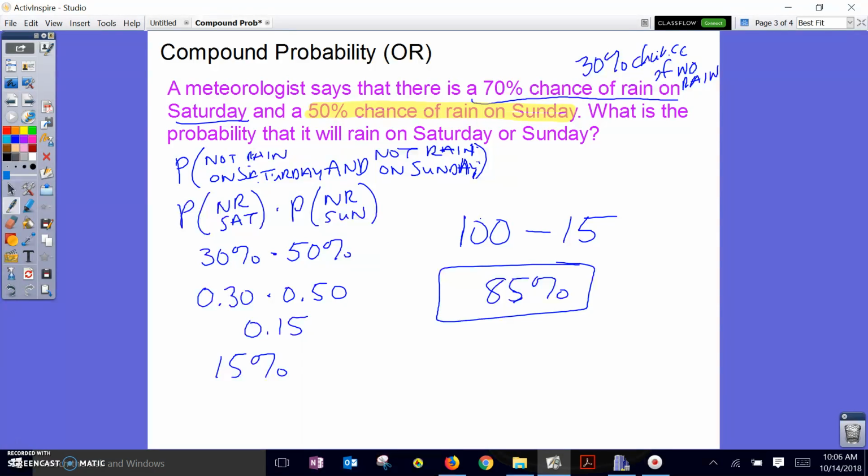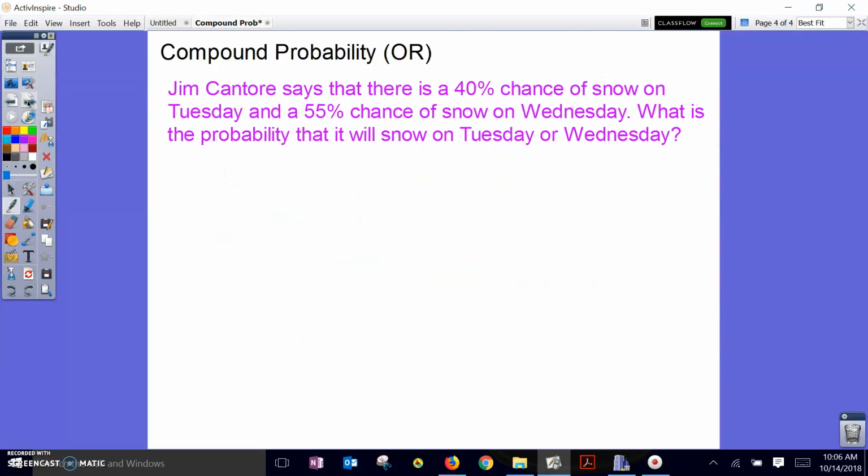All right, we'll do one more example like that before we finish up. Our last example, Jim Cantore. I don't know if you guys know who Jim Cantore is. If you don't, maybe you want to Google Jim Cantore and see some of his reactions to thunder snow. Jim Cantore says that there's a 40% chance of snow on Tuesday and a 55% chance of snow on Wednesday. What is the probability that it will snow on Tuesday or Wednesday?